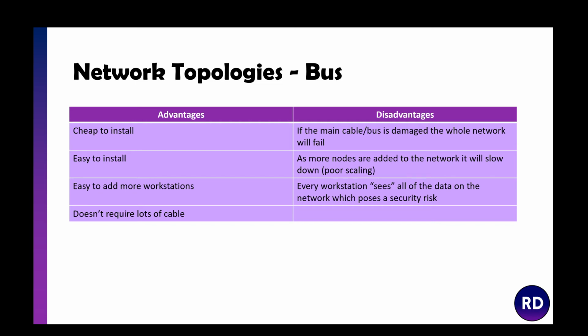However, the disadvantages are that if the main cable or the bus is damaged, the whole network will fail. And as more nodes are added to the network, it will slow down, it's got poor scaling. And every workstation sees all of the data on a network, which if you've got things that you don't want certain employees to see, then there's a security risk.